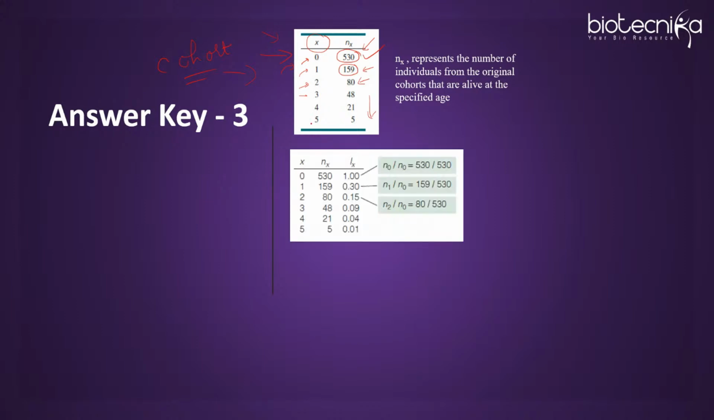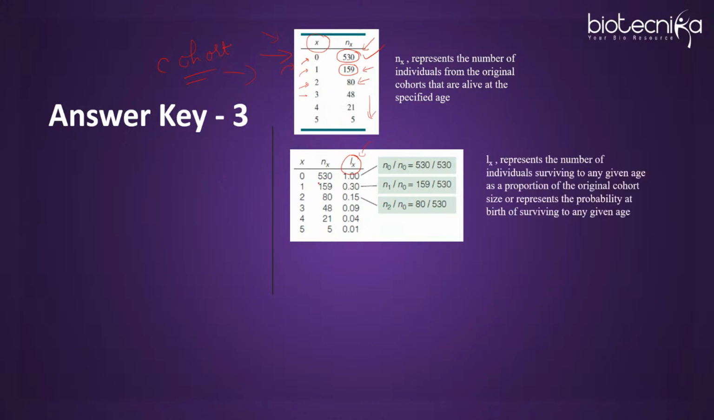Okay. Now, in the next column, we have LX. What is LX? Do you understand what LX is? LX represents the number of individuals surviving to any given age. This is known as survivorship. How can we calculate that? See, 530 by 530, right? So this will give us the value as 1 initially. In the next row, 159 by 530, right? So this is the value of LX for the next row. Likewise, you can calculate the LX for all of them.